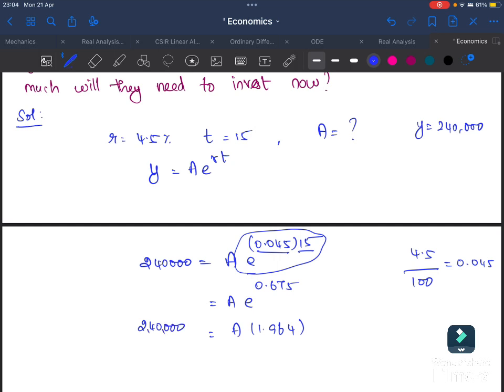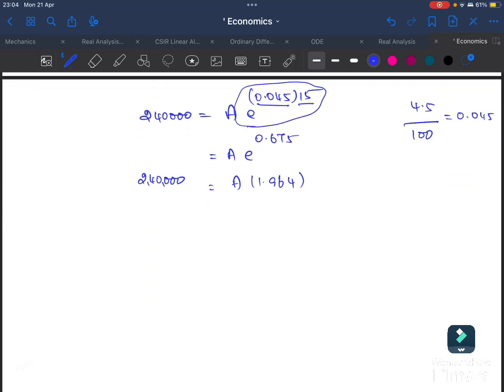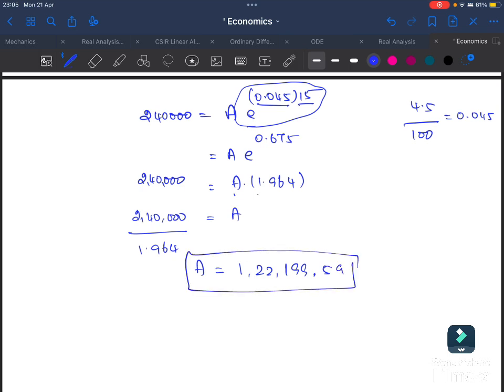This is 2,40,000. Now you already know that a into 1.964, I want values on one side and variables on the other side. So 2,40,000, since a and 1.964 are in multiplication, this 1.964 comes over as division. So 2,40,000 divided by 1.964, a is equal to 1,22,199.59 around. So this is the value of a.